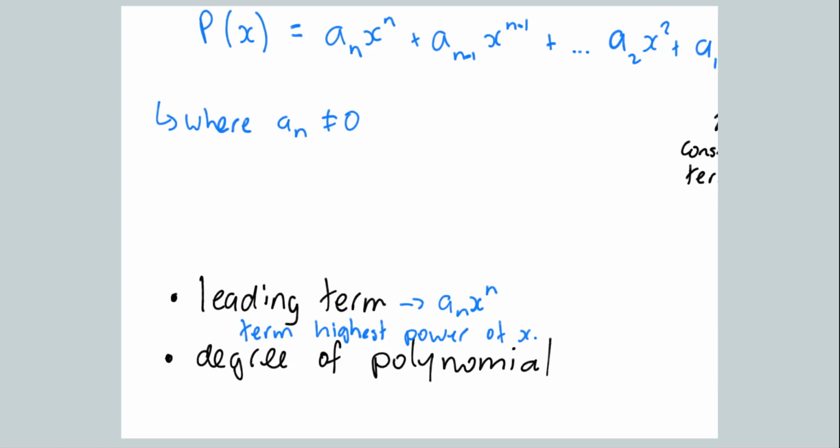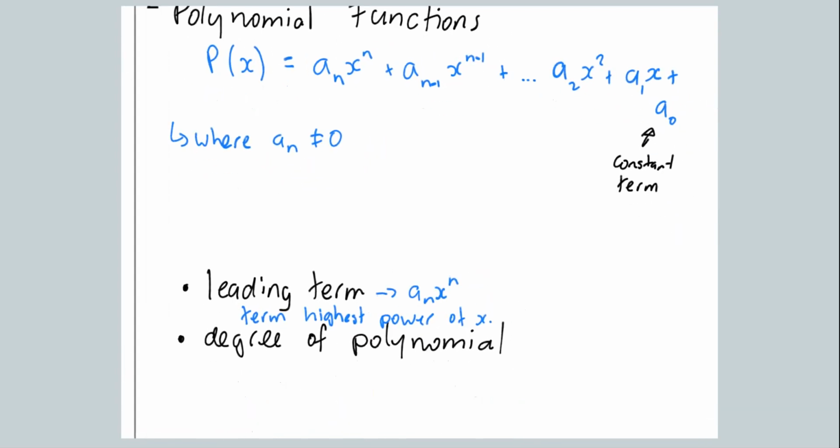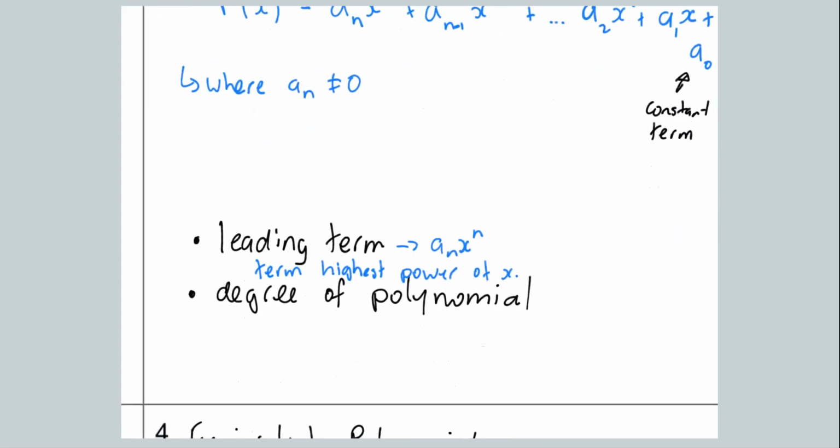I should point out that some polynomials might not be written in this order. X to the power of n might be on the right, or it might be in the middle, but it can always be rewritten in descending powers of x, and therefore this term becomes the leading term. Okay, so it's the highest power of x, not the leftmost term, but the highest power of x. The degree of the polynomial is n, i.e. the highest power.